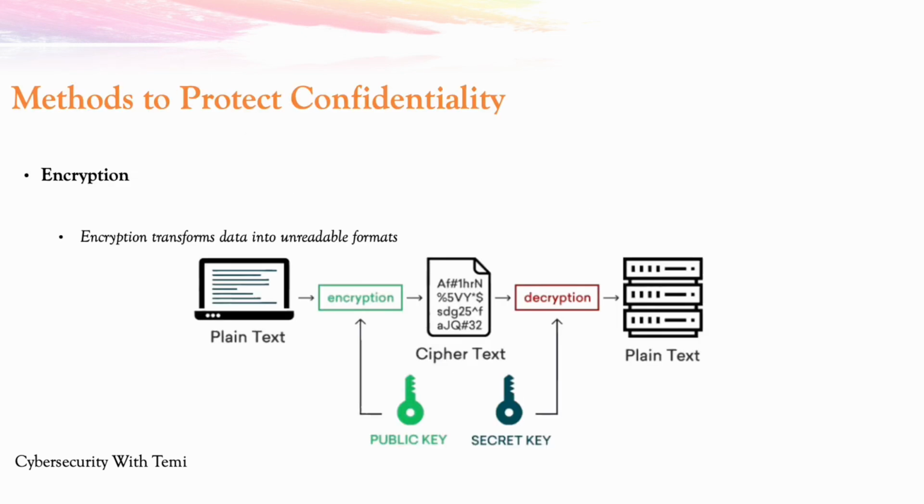Now let's talk about methods to protect confidentiality. The first we'll be looking at is encryption. Encryption is the process of taking readable data known as plain text and converting it into an unreadable format, which we call cipher text. Look at this image. This is plain text. So I have maybe Temitope is a good girl. When I encrypt it, it changes to this cipher text. Now you see this is unreadable. Can you read what this is?